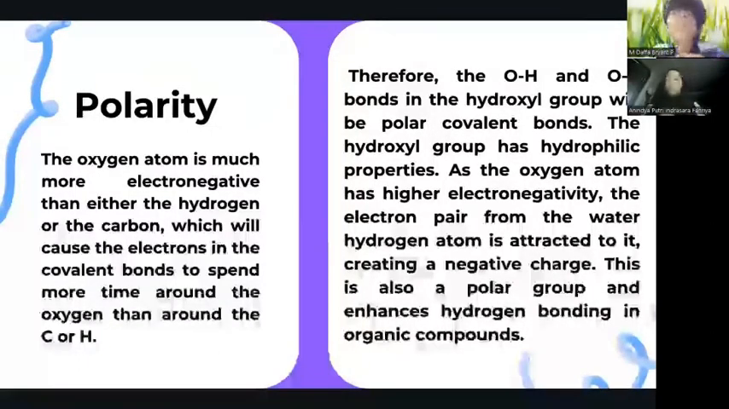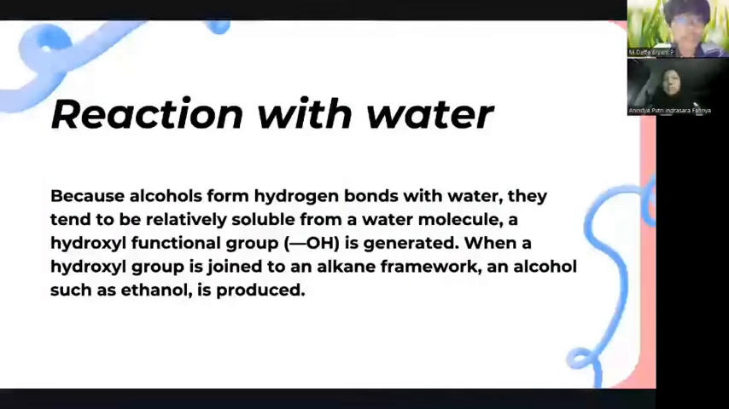The formation of the partial charge between oxygen and hydrogen results in polarity, a polar covalent bond, and it can bind with water. Why? Next slide. Because if we look at the molecule of water, which contains two hydrogen atoms and one oxygen atom, the oxygen atom has a partial negative charge that can bind with the hydroxyl group. And if we look at the example, next slide.